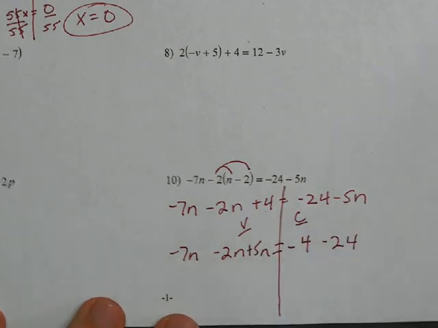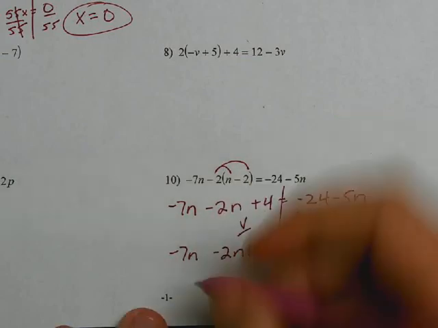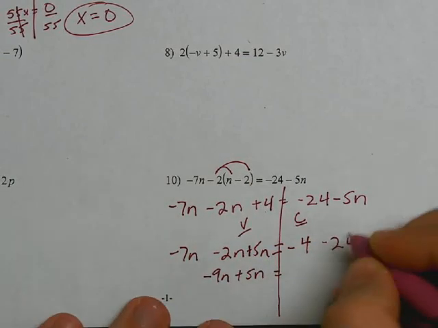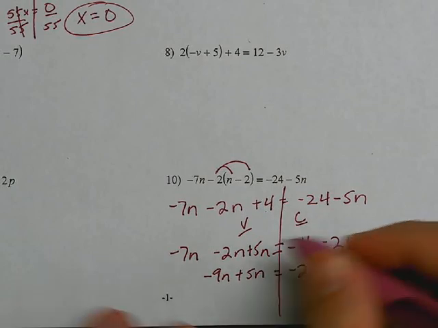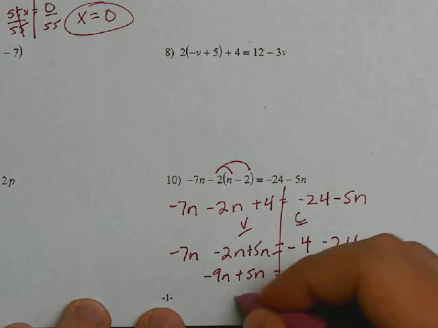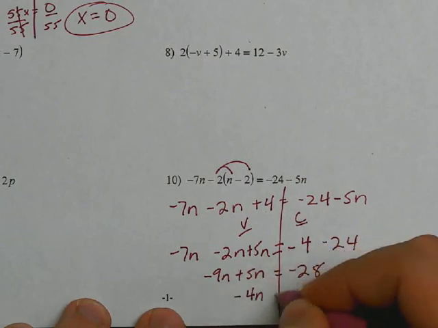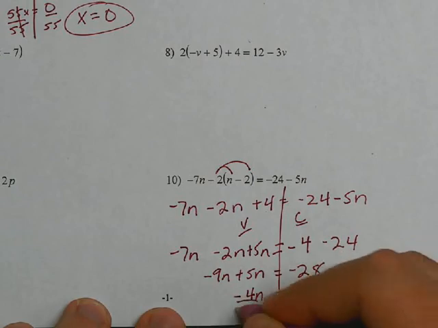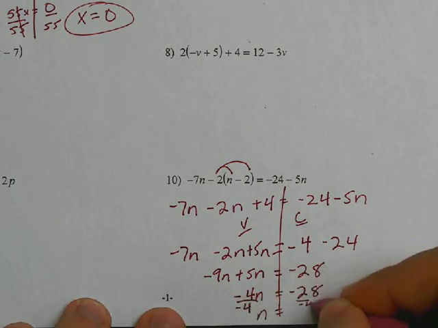So negative 7 minus 2 is negative 9n. Negative 4 minus 24 is negative 28. Negative 9 plus 5 would be negative 4n, which is equal to negative 28, which would be n equals, divide both sides by negative 4, and you would get n equals positive 7.